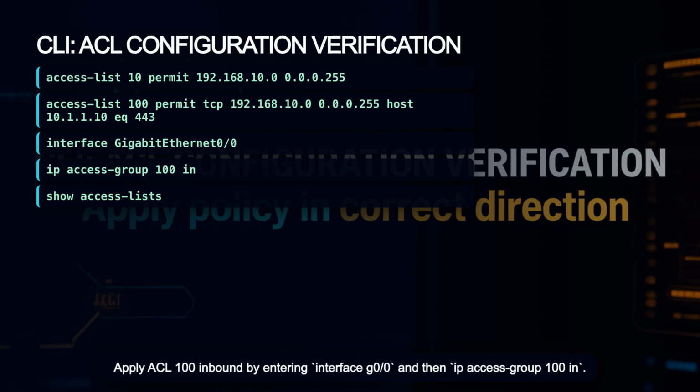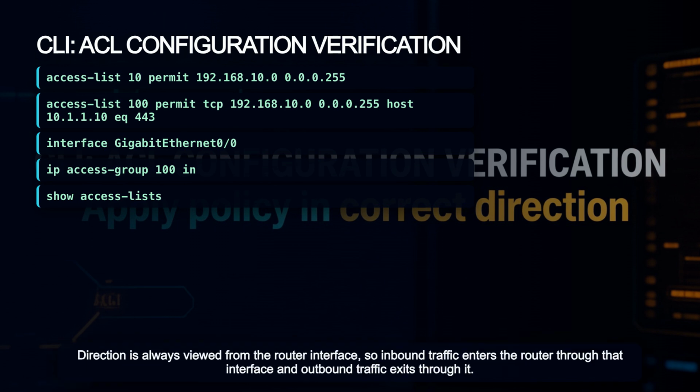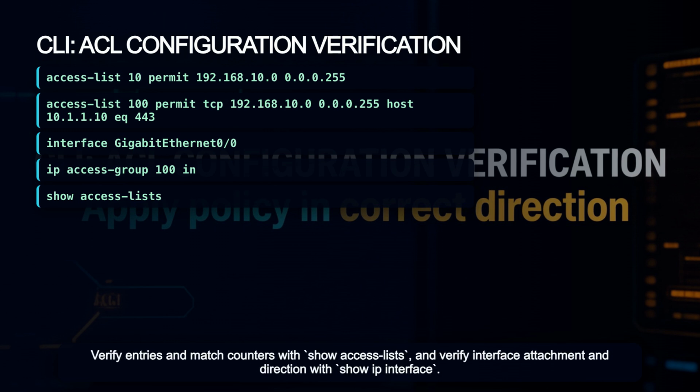Apply ACL 100 inbound by entering interface G0/0 and then ip access-group 100 in. Direction is always viewed from the router interface, so inbound traffic enters the router through that interface, and outbound traffic exits through it. Verify entries and match counters with show access-lists, and verify interface attachment and direction with show ip interface.